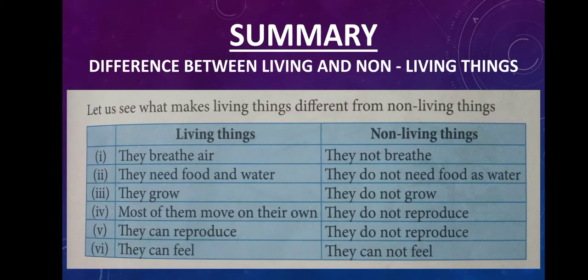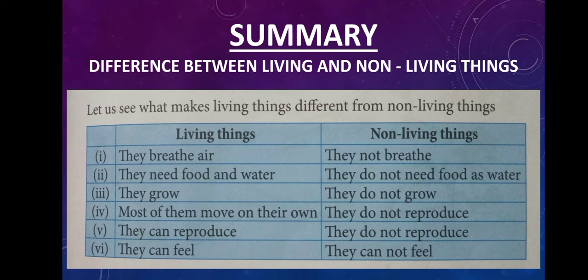Here we can learn about the difference between living and non-living things. The first difference is that living things breathe air and non-living things do not. Number two, living things need food and water; non-living things do not. Number 3, living things grow, and non-living things do not grow. Number 4, living things can move on their own, but non-living things do not move. Here it is mistakenly written in the book, do not reproduce, but you have to correct it. I have already corrected it in your classroom.